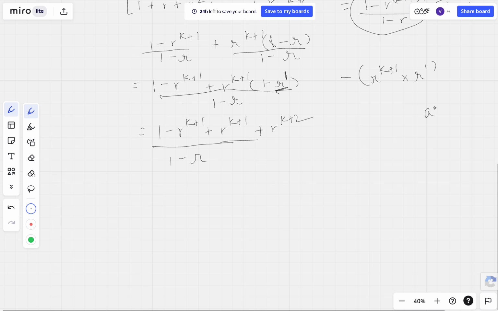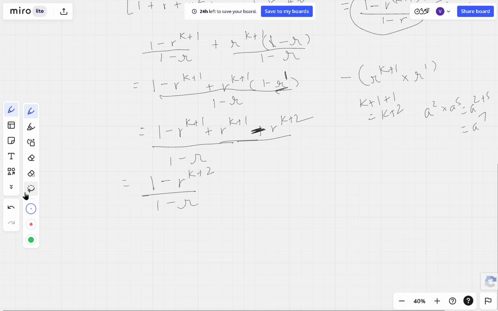When we do r to the power 2 into r to the power 5, it becomes r to the power 2 plus 5, so r to the power 7. So we're going to add these two. So k plus 1 plus 1 equals k plus 2. Okay, now we got this, and I'm sorry, but it's going to be minus here. So these two cancel out. So this will be equal to 1 minus r to the power k plus 2, divided by 1 minus r.